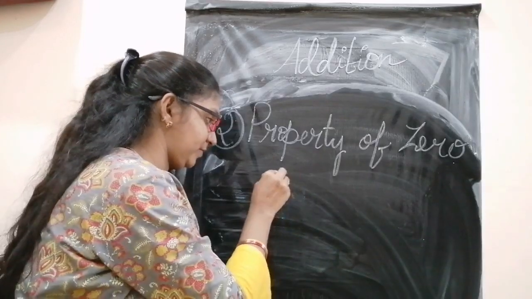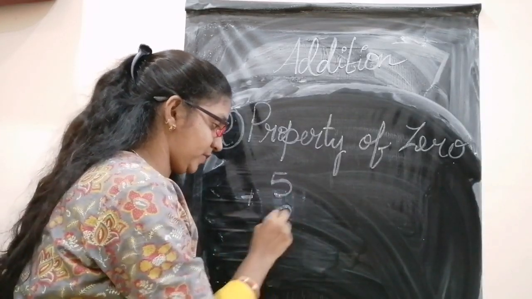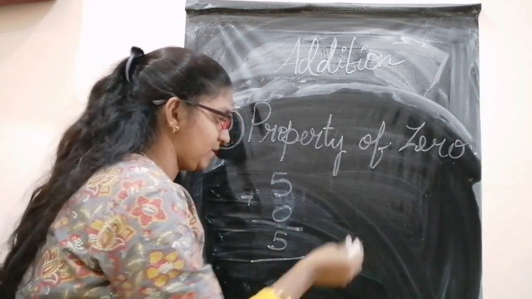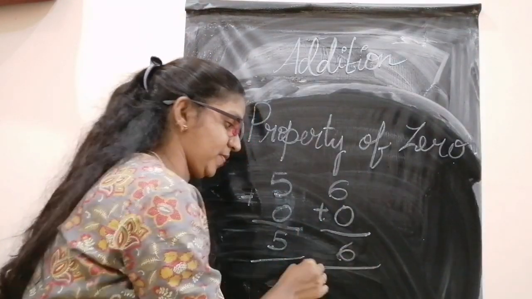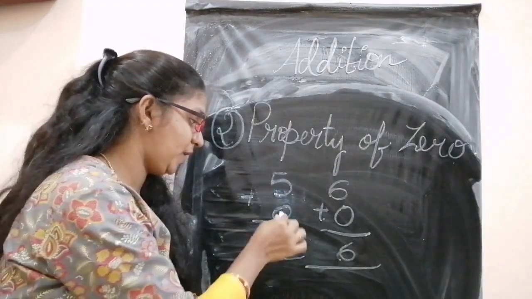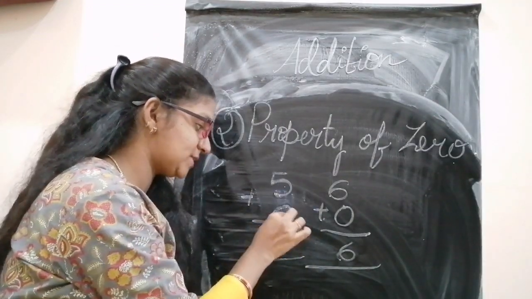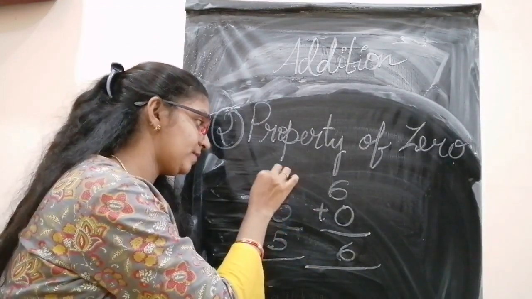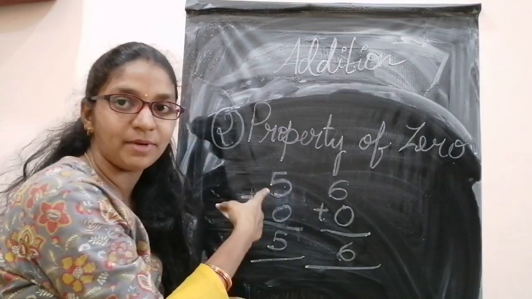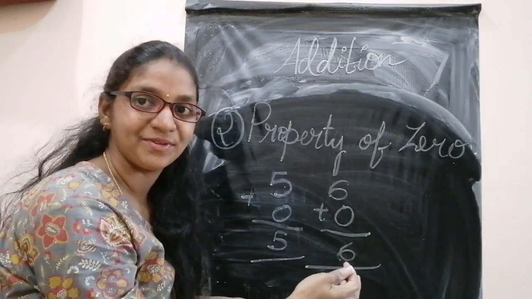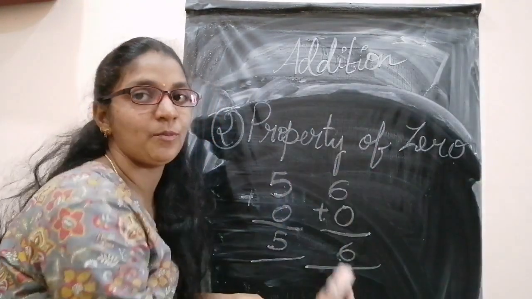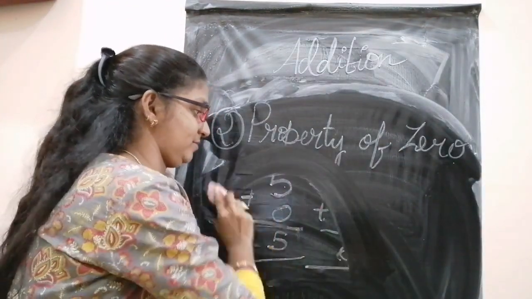See, 5 plus 0 is 5. 6 plus 0 is 6. Same. If we add anything to 0, the answer is the number itself. Okay. 0 plus 0 is 0. Fine. That is called the property of 0.